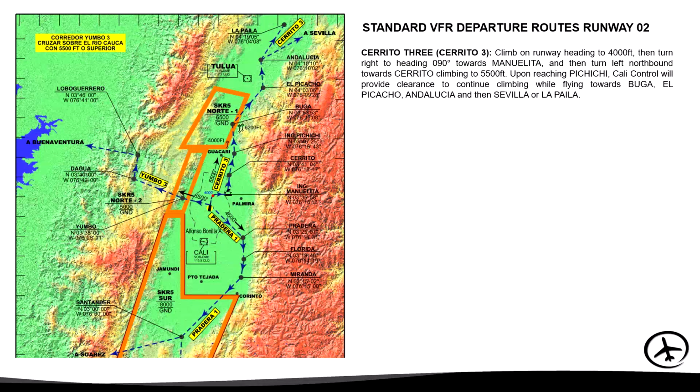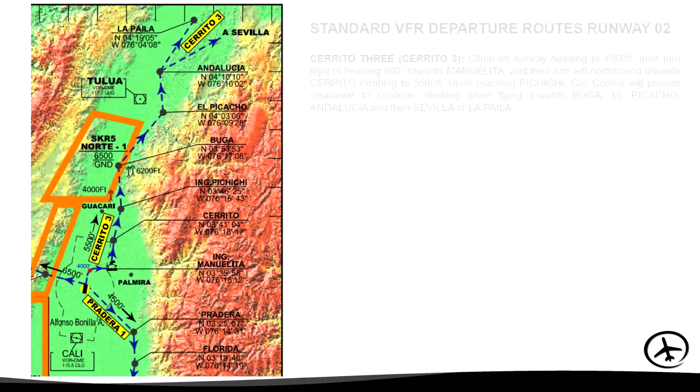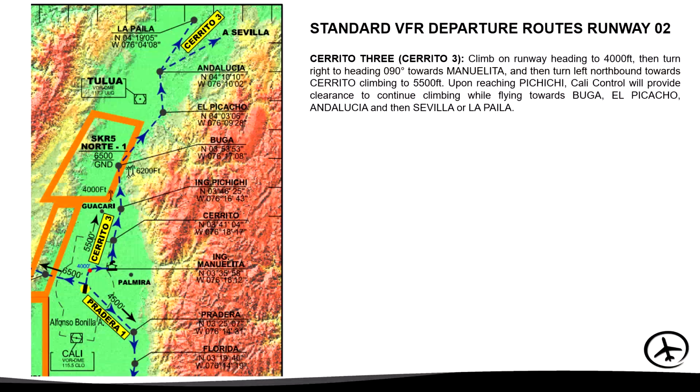Here we can see an example of several VFR standard departure routes for Cali Airport in Colombia. In this case, both a chart and a textual description of the procedure are provided. Let's analyze more in detail the Cerrito 3 departure procedure. It establishes that after taking off, we have to climb on runway heading up to 4,000 feet, and then turn right to heading 090 towards a visual checkpoint called Manuelita.